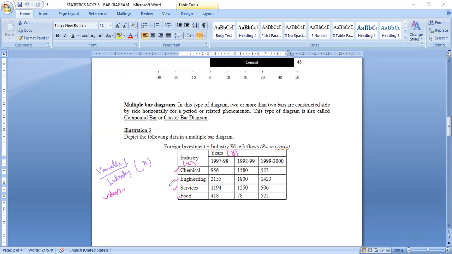Although bivariate data analysis is not in our syllabus, I have seen in previous examples that multiple bar diagrams were present in your year question papers, so I am going through multiple bar diagrams, although this is related to bivariate data analysis, right?